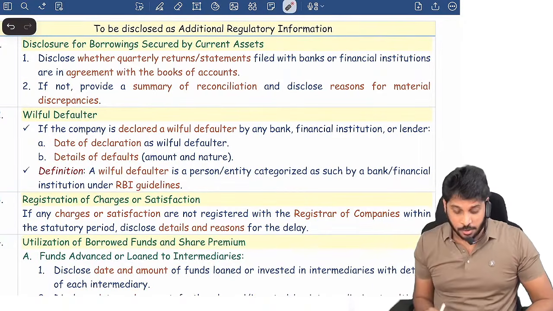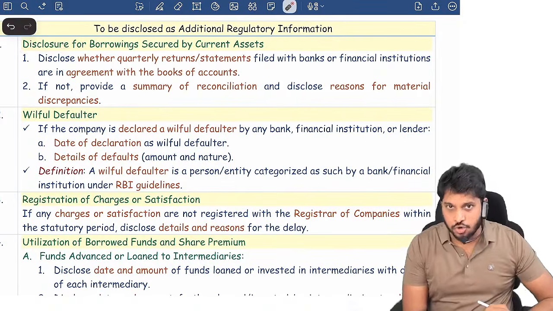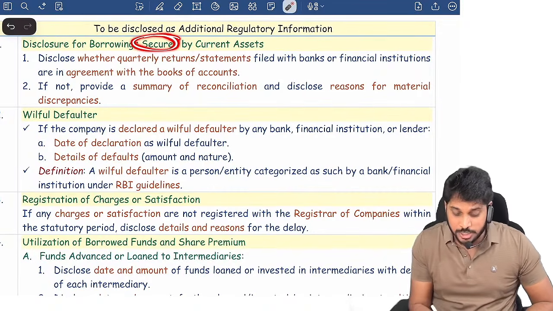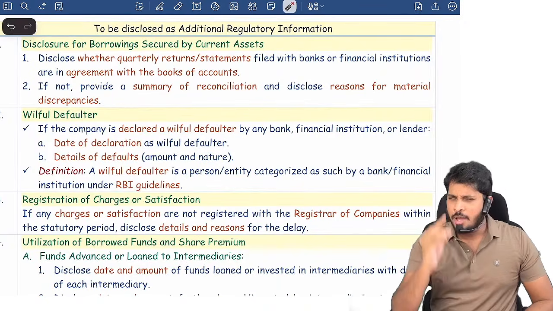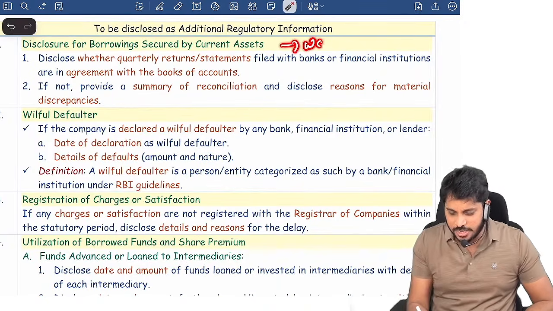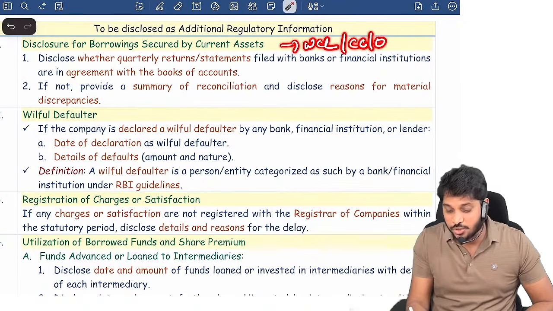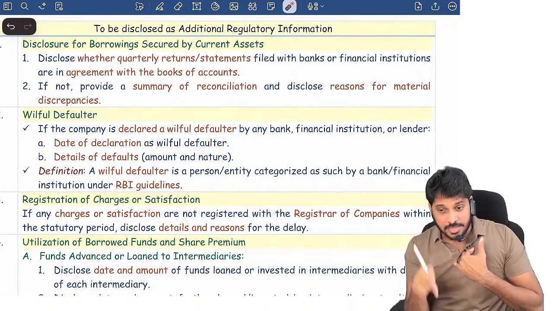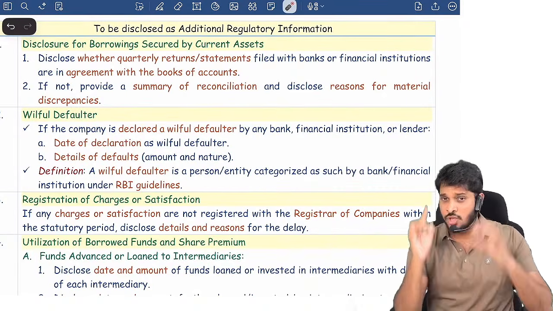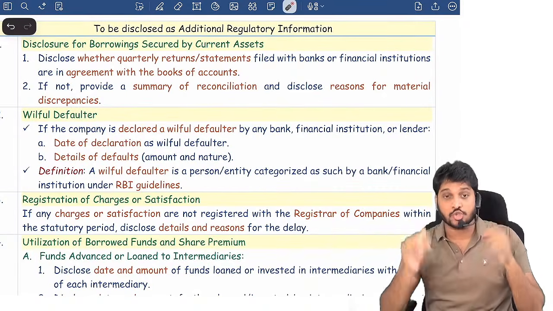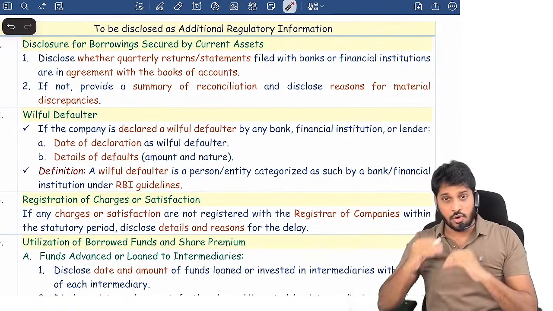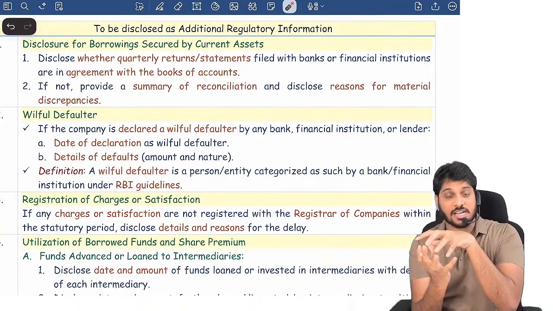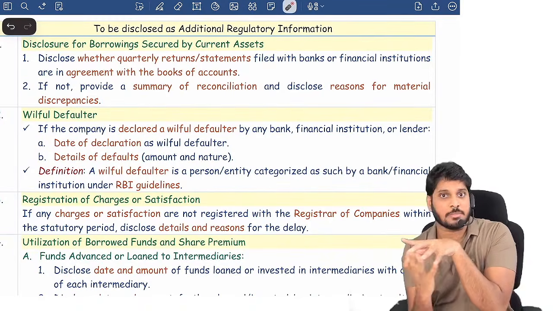This is most important. Now, here you need to give a disclosure. What you need to disclose for borrowings? Which borrowings? Those borrowings which are secured by current assets. Borrowing secured by current assets means generally they're nothing but working capital limit like cash credit, overdraft, like that. Okay, what we need to disclose? Who should disclose? By the way, here management should disclose. What they need to disclose? They need to disclose a fact. What fact? Companies file quarterly statements of current assets and current liability information with bankers.